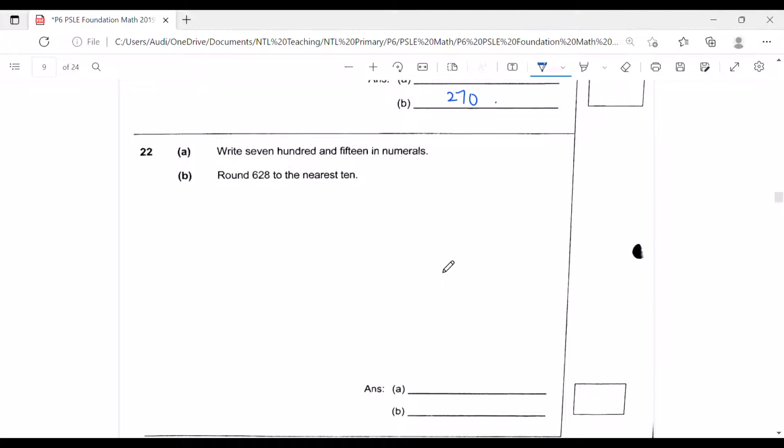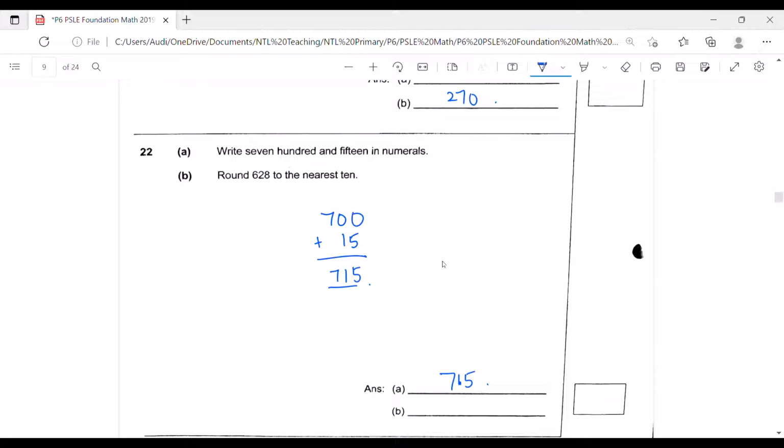Now this is question 22. Write 715 in numerals. Numerals means to write in numbers. So 700, write down 700. 15, write down 15. So you just add them together, so you get 715. This is our answer.